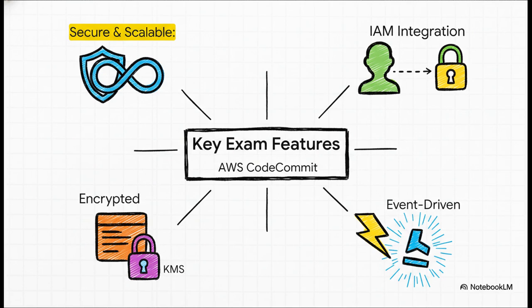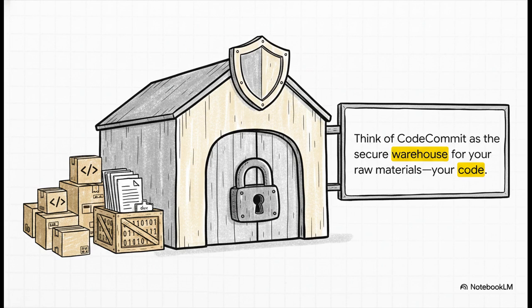For the exam, you'll definitely want to remember these features. CodeCommit is plugged deep into the AWS ecosystem. You're going to use IAM to control who can access your code, KMS to encrypt everything, and you can even set it up to trigger other services, like a Lambda function, anytime new code gets pushed. That tight integration is a huge, huge advantage. So if we're sticking with that factory analogy, this is super simple. CodeCommit is the warehouse. It's the secure spot where you store all your parts, your source code, your documents, your binaries, before they head out to the assembly line.